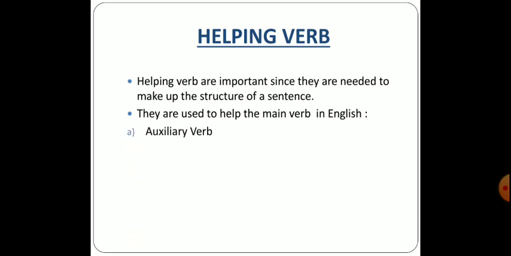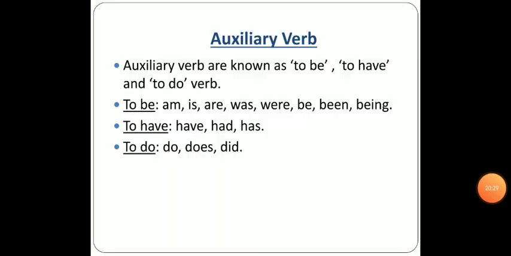So we have auxiliary verbs and then we have modals. So here you can see that auxiliary verbs are known as to be verbs, to have or to do verbs. So the words which you are supposed to remember are am, is, are, was, were, be, been, being, have, had, has, do, does and did.